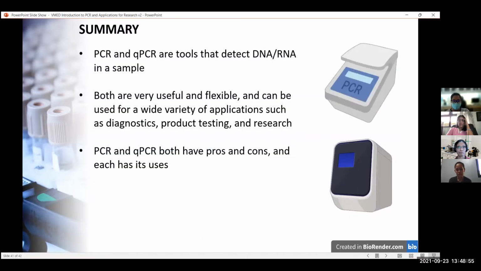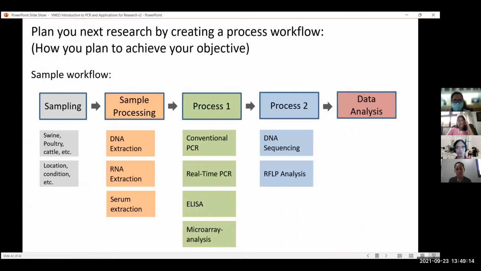PCR. Okay, so summary, PCR and real-time PCR are tools that detect DNA or RNA in a sample, and both are very useful and flexible. But you need to know what you will be using, because each of them has their own pros and cons. Okay, so last slide. If you're planning to do your research, you need to find your objective first. What do you want to do?